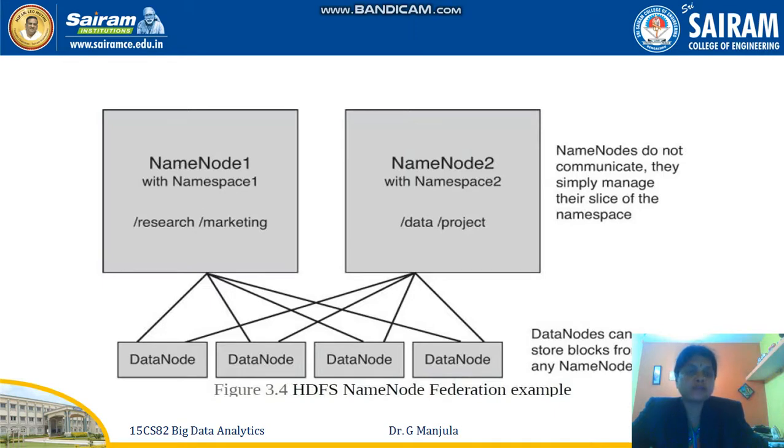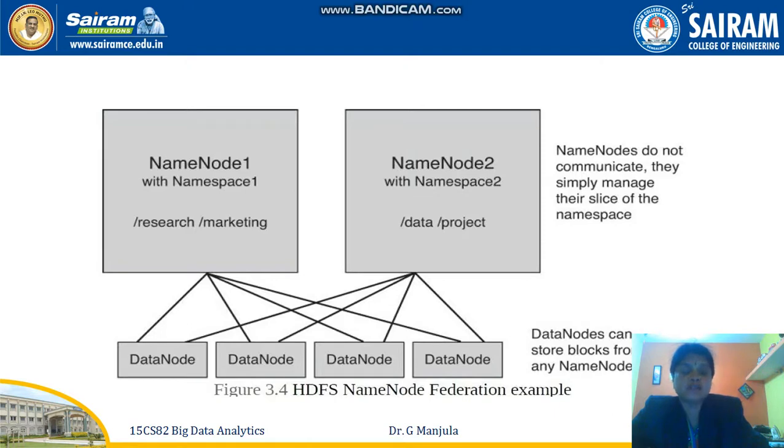Now what will happen here, the name nodes do not communicate, they simply manage their slice of the namespace. That means communication between master and master is not required. Directly, if I want, I can access. If name node 2 wants to access some set of data nodes, it can access. Do you think there is a burden on the data nodes, that duplication work, or I have to do more work, or it is overloaded? Do you think that by seeing this diagram?